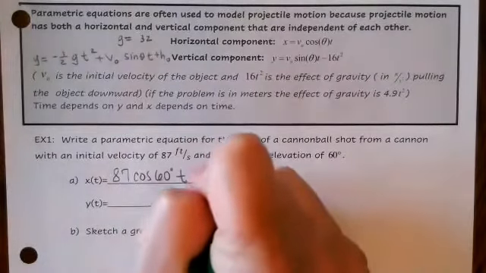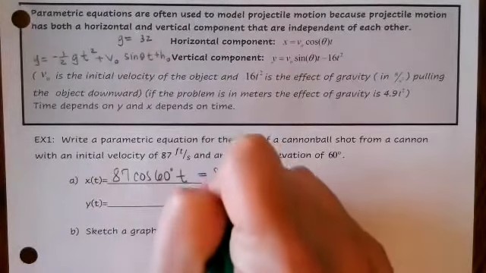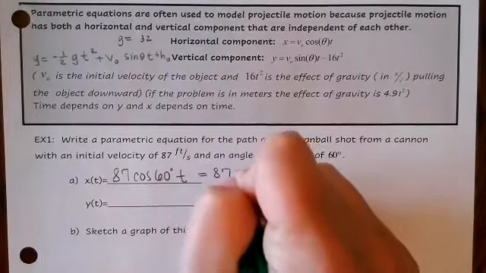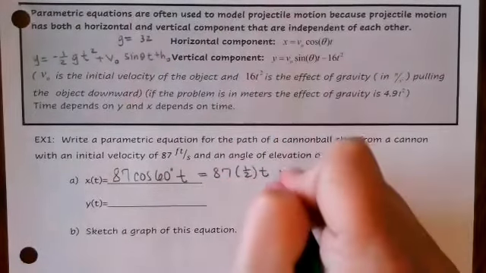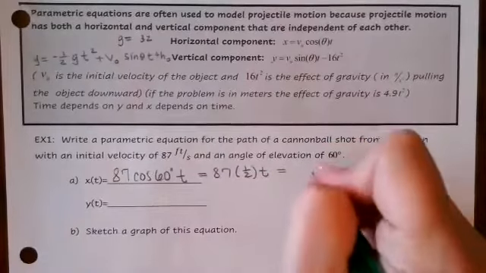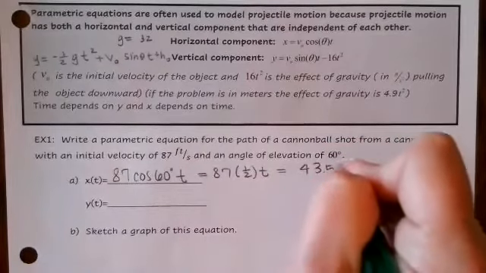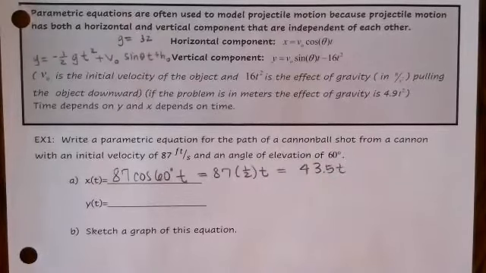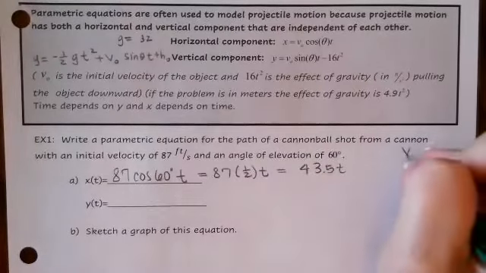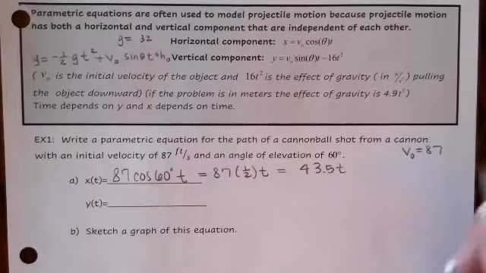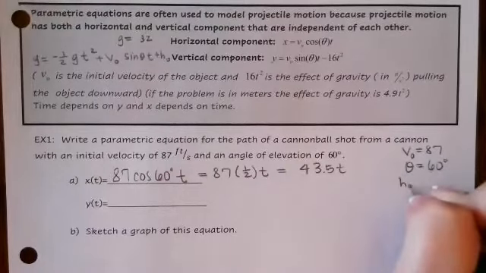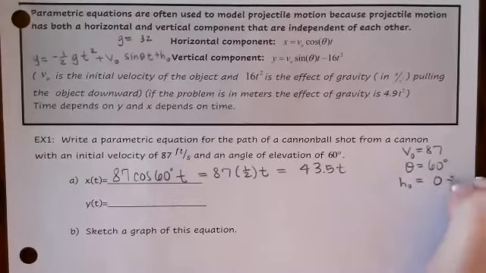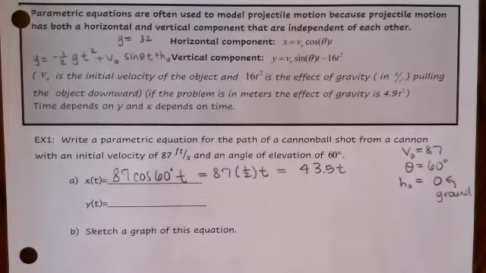Now, if you remember your unit circle, you can go ahead and simplify that because the cosine of 60 is 1/2. And then if you multiply 87 times 1/2, we get 43.5t. So that would be the most simplified form of that equation. Our v naught was 87, our theta was 60 degrees, and that h naught was 0 because it's coming from the ground. So our initial height is 0.